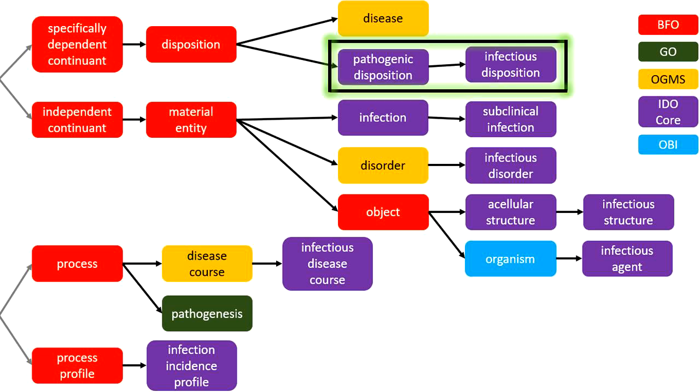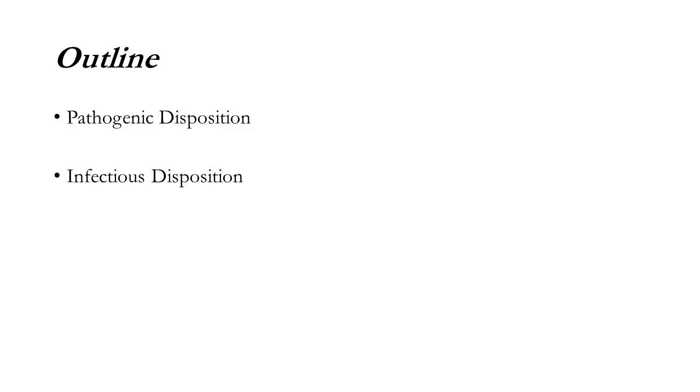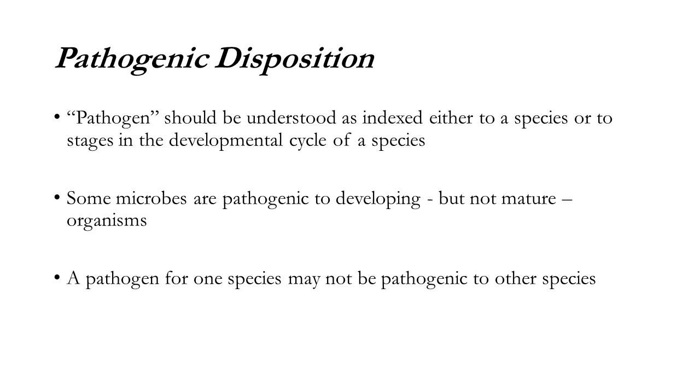So in particular, we'll focus on pathogenic and infectious dispositions, starting with the first because it's the parent class of infectious dispositions. Before we begin, it's worth noting that pathogen should be understood as indexed to either a species or stages in the developmental cycle of a species, because some microbes are pathogenic to immature or developing organisms, but not to the mature versions. This is, for instance, frequent in plants. On the other hand, a pathogen for one species need not be pathogenic to all species. Some things cause disorder in one group of organisms, but not others.